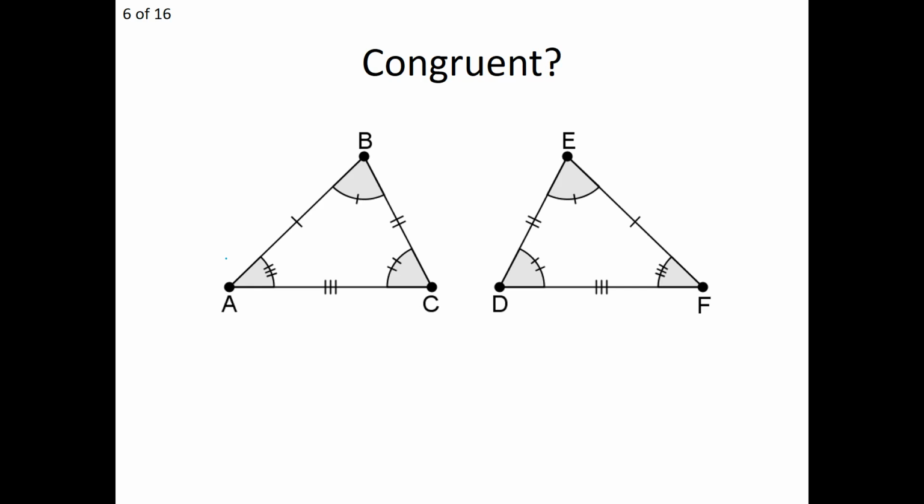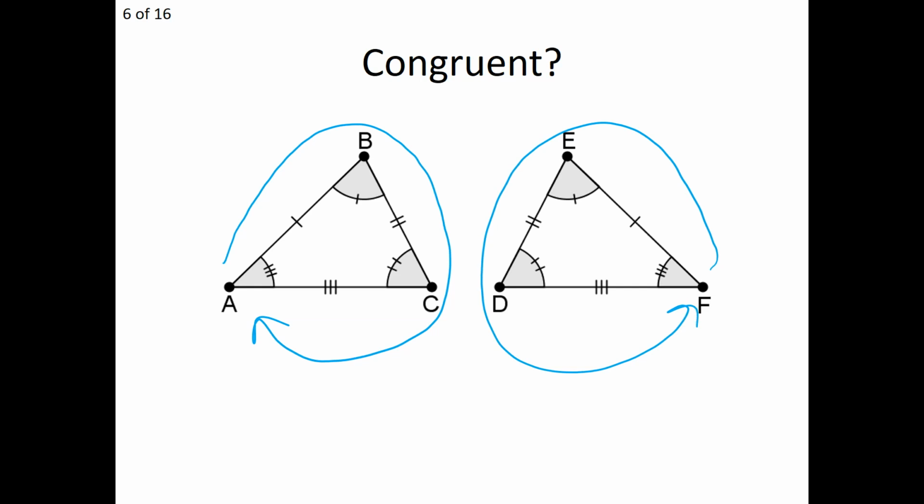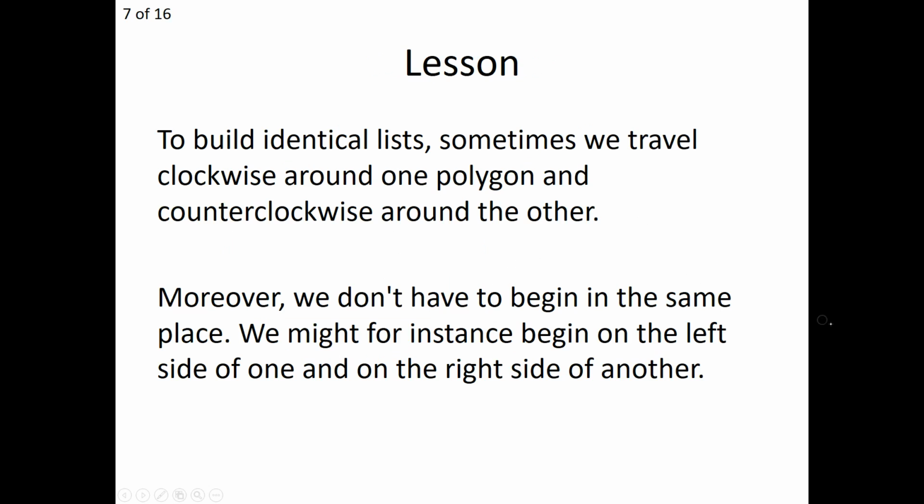Now notice that we traveled in a different direction. From A, we traveled in a clockwise position. But for F, we traveled in a counterclockwise. But we were still able to produce the same lists. So here's our very first lesson with congruence. Our first lesson is if we can still build identical lists, and sometimes we have to travel in different directions around the polygons. In one, we traveled clockwise, and the other, we traveled counterclockwise. So we don't always have to start in the same place, right?